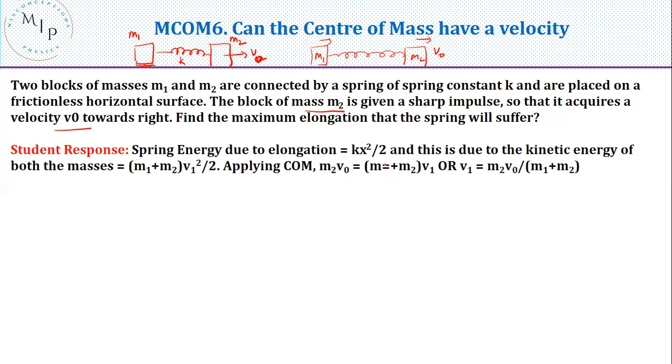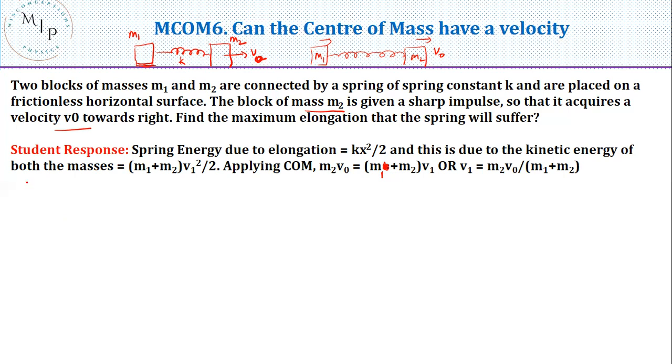M2V0 is equal to M1 plus M2 into V1. What is this? This is the initial momentum, before the masses started moving. This should be equal to M1 plus M2 into V1, if we assume that both of them are moving at the same velocity V1, and thus we got the expression for V1. Now we will substitute V1 here and equate these two.